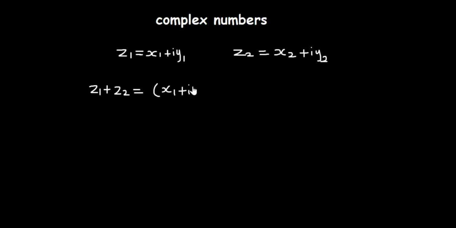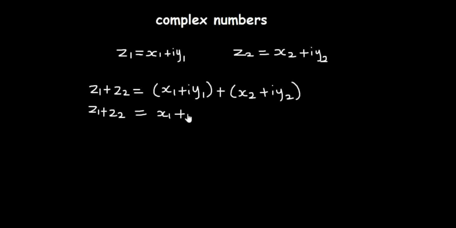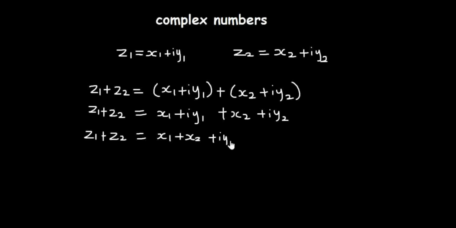So to add z1 and z2, z1 plus z2 will be equal to x1 plus i y1, plus x2 plus i y2. I'll write them out of the bracket, since you don't really need the bracket here. So that is x1 plus i y1 plus x2 plus i y2. Now we are going to group like terms so that we add the real part separately and the imaginary part separately. That gives x1 plus x2, plus i y1 plus i y2. You can further simplify this, so this will be equal to what?